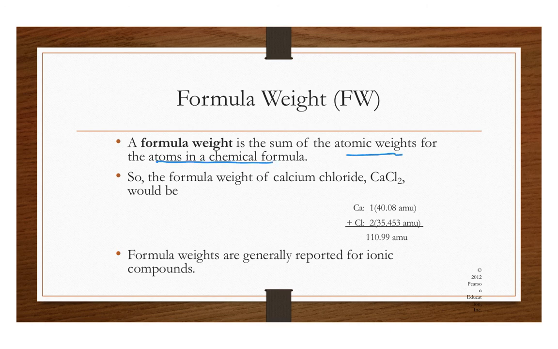So I go ahead and I go to my periodic table for CaCl2. I have 1 calcium in there. They each have a mass of 40.08 AMUs on the periodic table. Chlorine, I have 2 of them. They have a mass of 35.453. I do the multiplication, I do the addition, I apply sig-fig rules, and I get 110.99 AMU. That is the formula weight for calcium chloride. Formula weights are for ionic compounds.